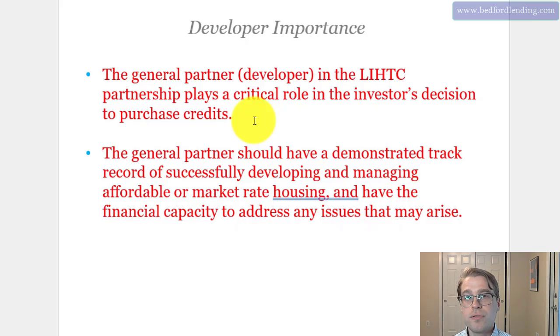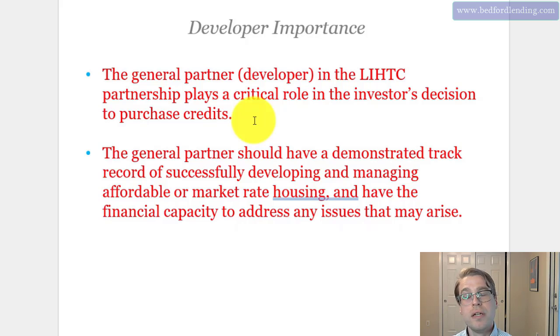I have a lot of individuals that reach out to me and ask, I have no development experience, I have limited capital, limited balance sheet. Can I be a developer in a tax credit deal? Can I do one of these deals? And the answer really is no, you can't. I'm not aware of any tax credit investor partner that would partner with a group or an individual that has limited development experience and limited capital.